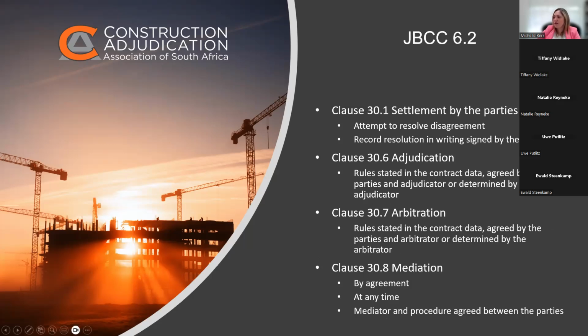Okay, so just looking at the JBCC, I've looked at the 6.2 edition. So this is tiered in a similar manner, but slightly differently. It starts off with negotiation. It says in clause 30.1, the parties shall attempt to resolve the disagreement. It's not even a dispute yet. One party notifies the other, we have a disagreement, let's attempt to resolve it. And if they do resolve it, it's recorded in writing and it becomes binding. So that's a pure negotiation ADR process.